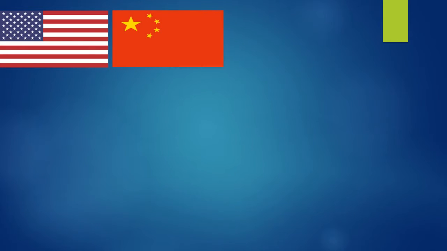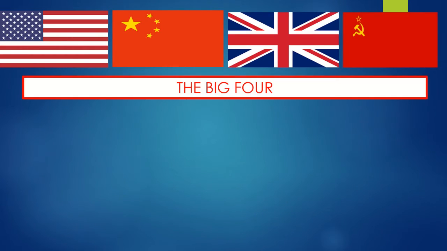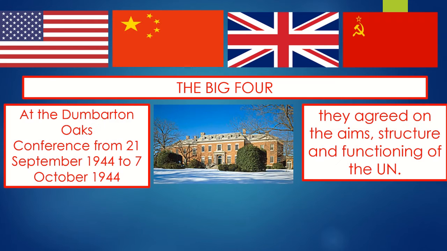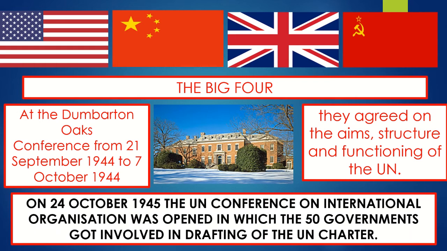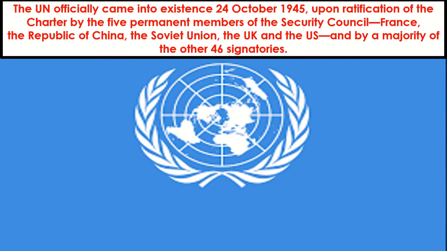Later, the United States of America, China, the UK, and the Soviet Union, also known as the Big Four, at the Dumbarton Oaks Conference from 21 September 1944 to 7 October 1944, agreed on the aim, structure, and functioning of the UN. On 24 October 1945, the UN Conference on International Organization was opened, in which 50 governments got involved in drafting of the UN Charter. Later, the UN officially came into existence on 24 October 1945 upon the ratification of the UN Charter by the 5 permanent members of the Security Council and by a majority of the other 46 signatories.